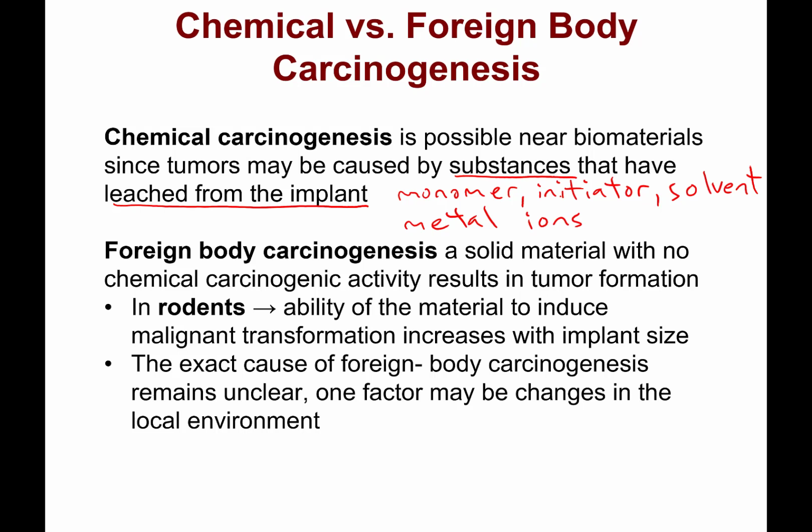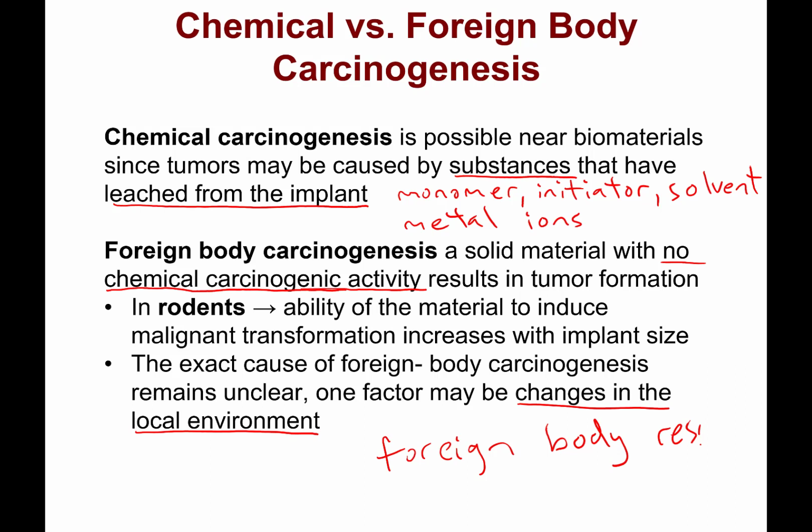On the other hand, foreign body carcinogenesis happens when there is no chemical carcinogenic activity. So there's nothing leaching out of the implant that's mutagenic, and yet we still get tumor formation. So in rodents, it's been observed that the tendency or the ability of a material to cause a malignant transformation increases with implant size, but the exact cause of foreign body carcinogenesis remains unclear. But it is thought that it's due to changes in the local environment. So these changes, and then also if we think about the effects of implant size that have been observed, suggest that it's related to the foreign body response that we've learned about before, and hence the name foreign body carcinogenesis.